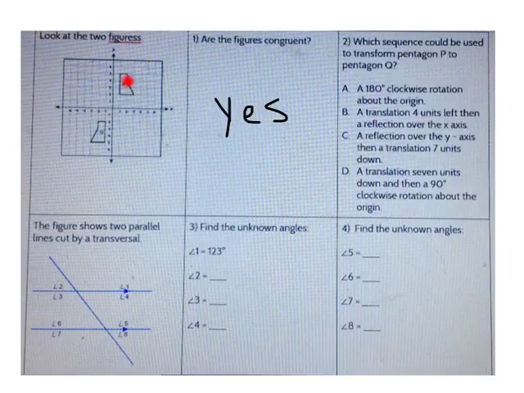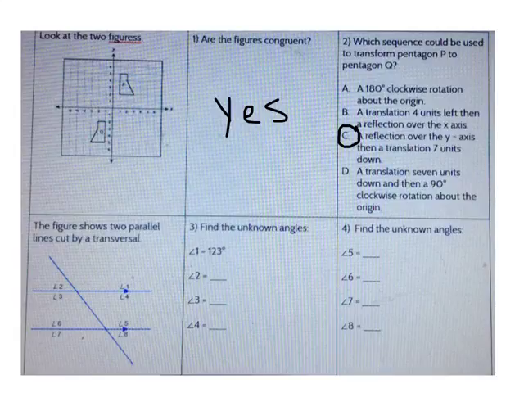So to go from the shape in quadrant 1 to the shape in quadrant 3, the correct answer is C. First, I would have to reflect the shape over the y-axis so that the acute angle is pointing in the opposite direction. Then I would translate the shape 7 units down.